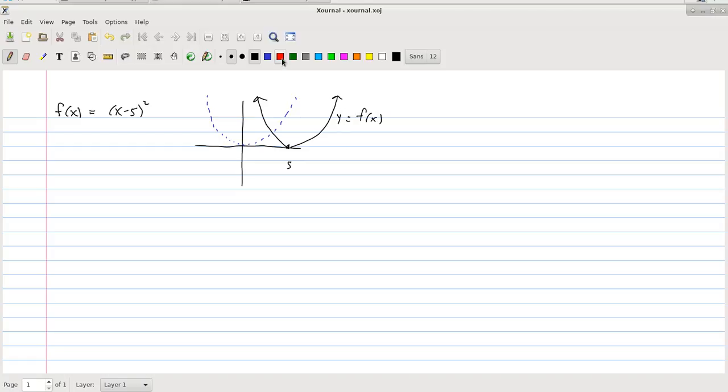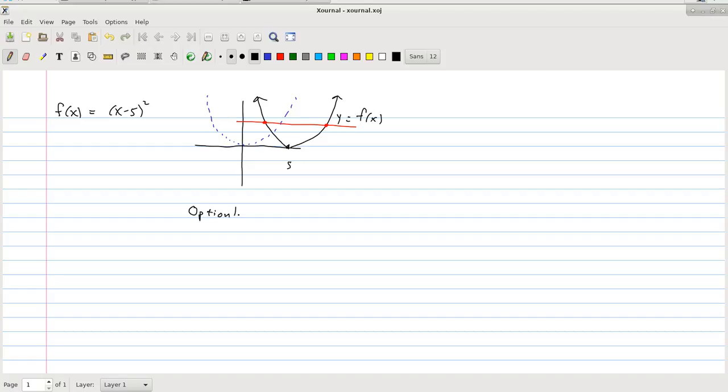Now to see if this is one-to-one or not, we can pass a horizontal line through this. So I see if we draw a horizontal line, this crosses the graph at 2 places, so it's not one-to-one. So to make this function one-to-one, we need to get rid of one of the 2 halves of the graph. So there are 2 ways to do this.